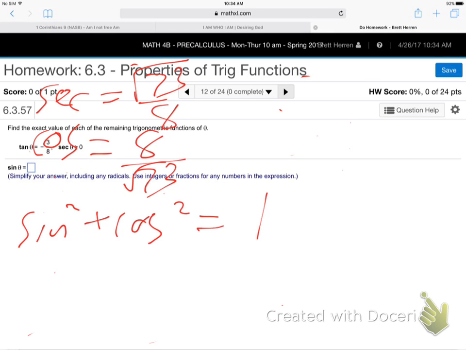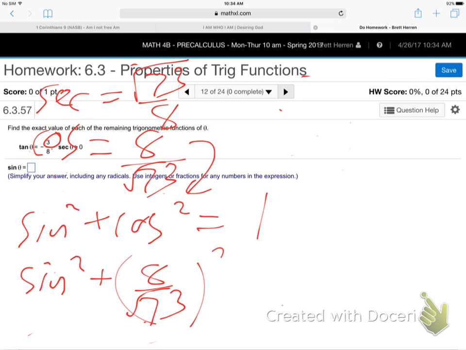I'll just go back to the normal. Sine squared plus cosine squared, plug that in. Cosine squared, so 8, whoops, not over 33, huh? 8 over root 73, squared is 1. Like that.